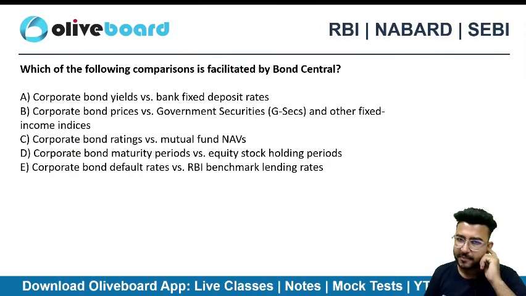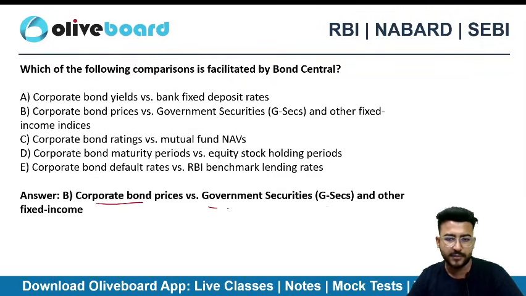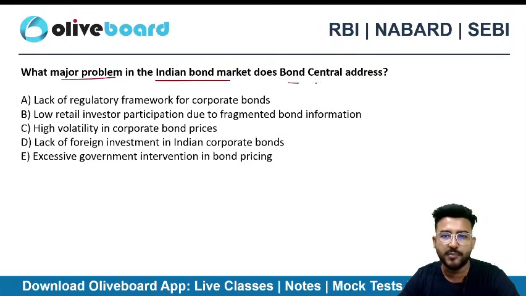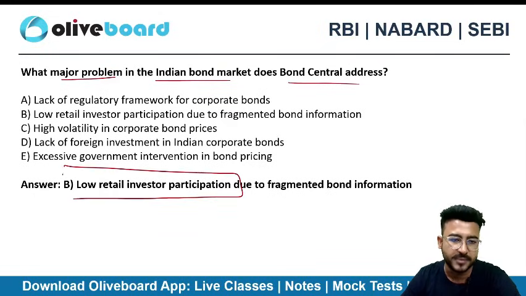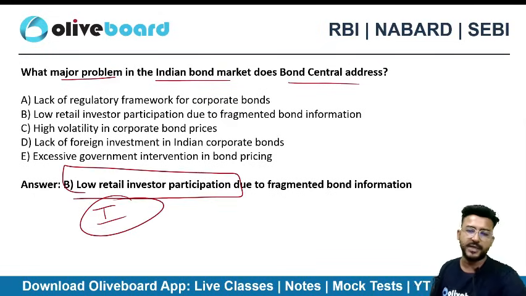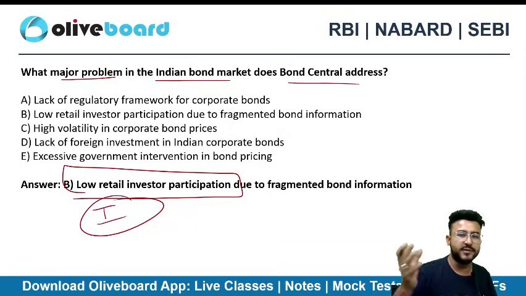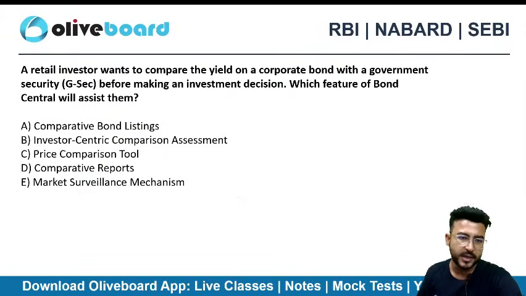Which of the following comparison is facilitated by Bond Central? So we have seen that they compare the corporate bond market with that of the government securities and other fixed income instruments. And what major problem in the Indian bond market is Bond Central addressing? The low retail investor participation. Because of the lower retail investor participation, we are here with a centralized database that can definitely penetrate retailers as well in terms of investing in the bond market.